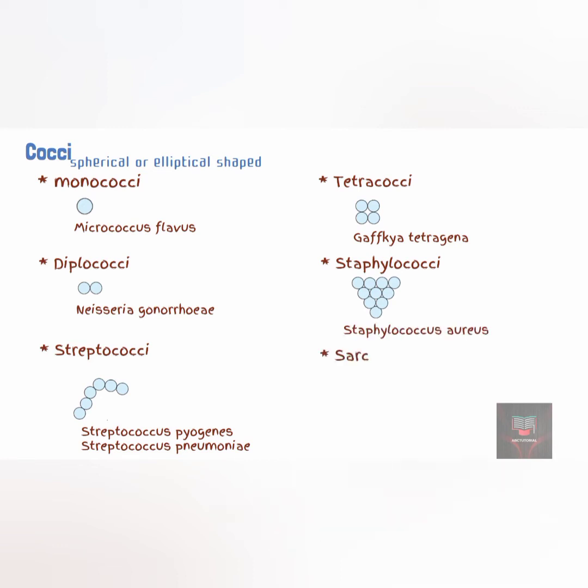The Sarcinae are bacteria whose cells divide in 3 planes. They form a cube-like configuration consisting of 8 or 16 cells with a regular shape. Examples include Sarcina lutea. Bacilli are rod-shaped or cylindrical bacteria which either remain singly or in pairs.